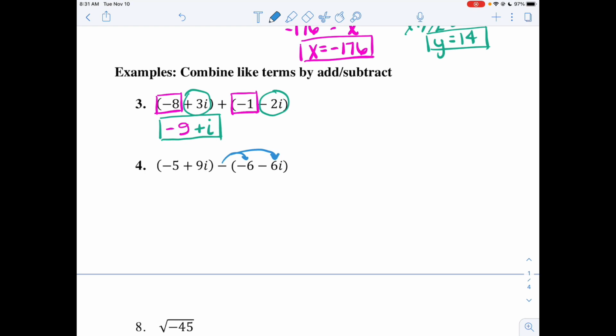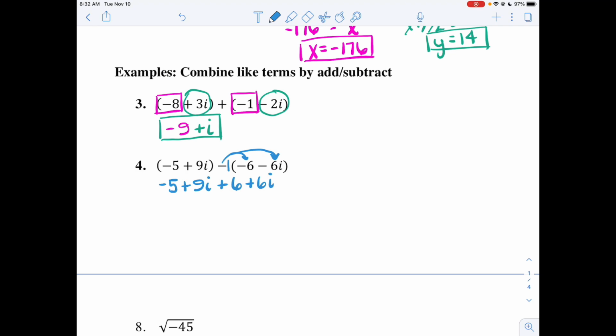So the first parentheses, nothing is changing with that, and in fact I can get rid of the parentheses if I want to, but if I take the second parentheses and multiply everything by a negative 1, then it's going to change the signs on everything. So negative 1 times negative 6 is going to be a positive 6. Negative 1 times a negative 6i is going to be a positive 6i.